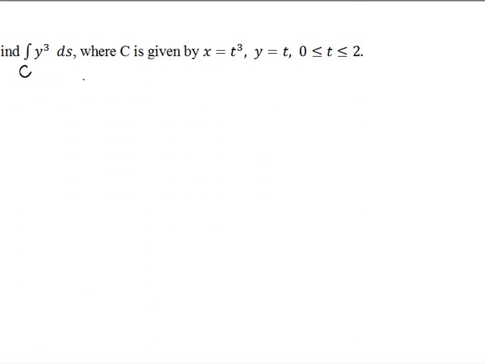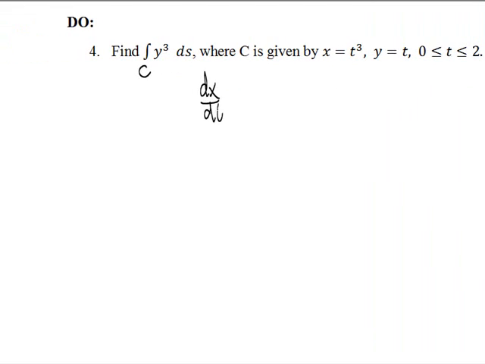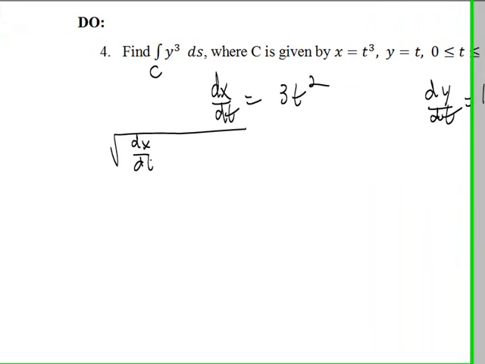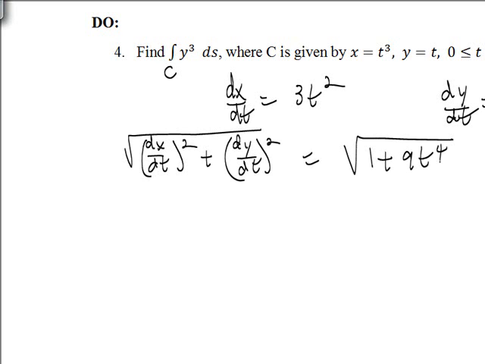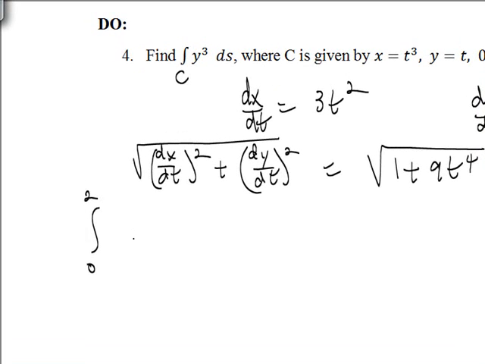What did you get for dx/dt? 3t squared. dy/dt, 1. So the square root of (dx/dt) squared plus (dy/dt) squared is the square root of 1 plus 9t to the 4th, correct? So the integral becomes the integral from 0 to 2. y cubed is t cubed, times the square root of 1 plus 9t to the 4th dt.